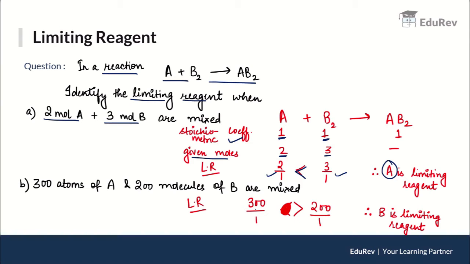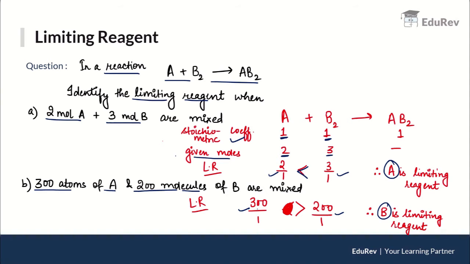Similarly, if in the second part it is given 300 atoms of A and 200 molecules of B, so ratio अगर हम निकालेंगे तो A के case में 300/1 हो जाएगा और B के case में 200/1 हो जाएगा. So B वाला ratio is less, therefore B is your limiting reagent.